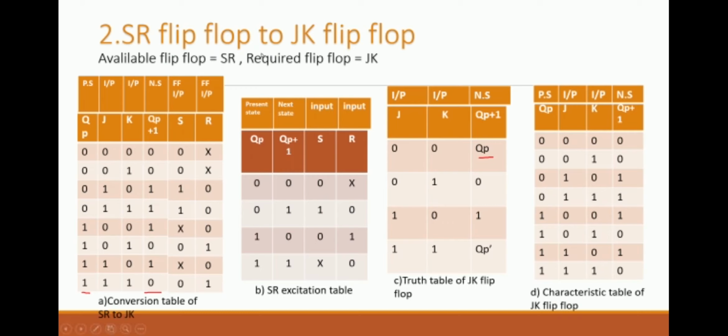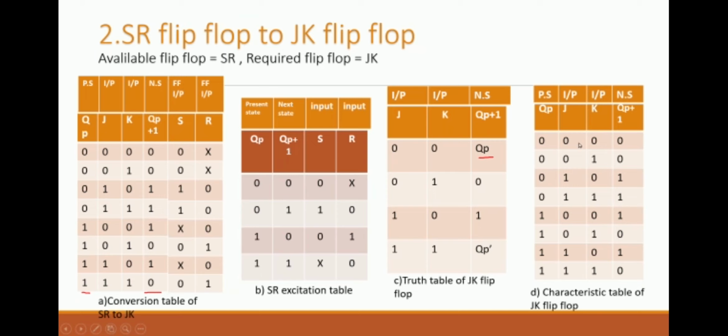So second, for the conversion of SR flip-flop to JK flip-flop, first we need to construct characteristic table of required flip-flop, that is JK flip-flop, and excitation table of available flip-flop, that is SR flip-flop. We construct this characteristic table using truth table of JK flip-flop.